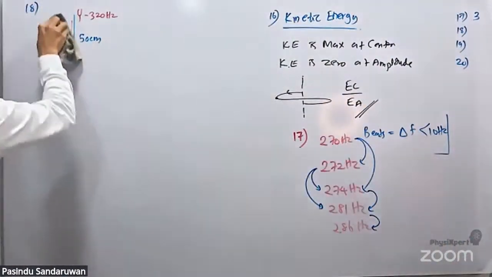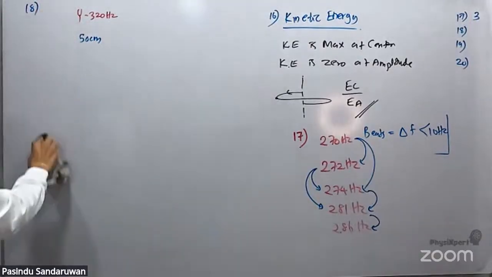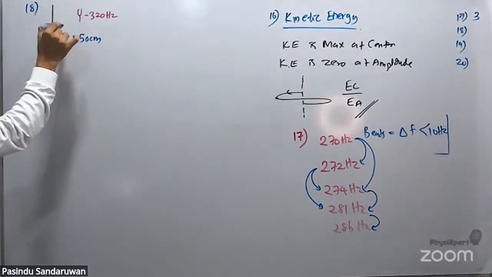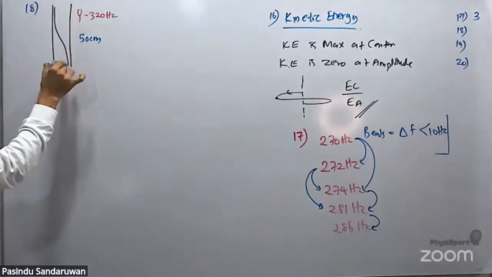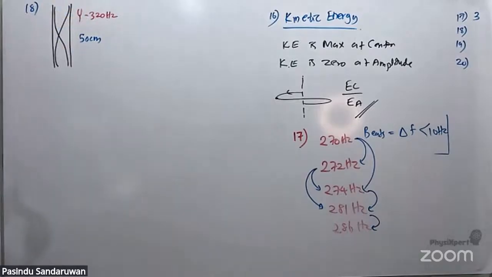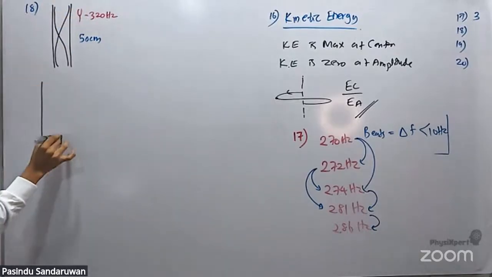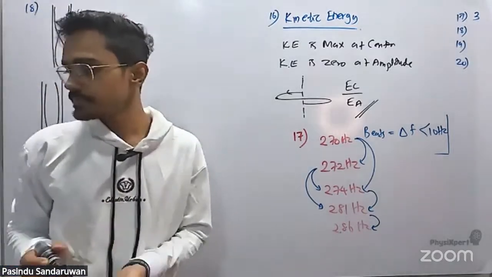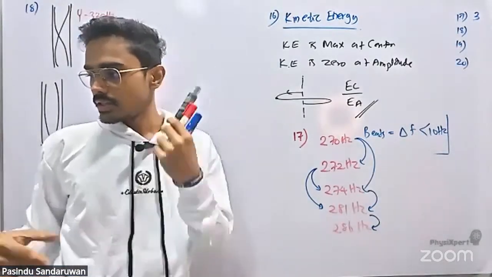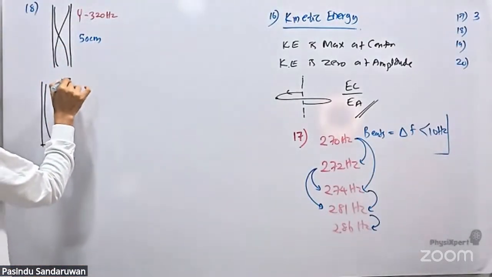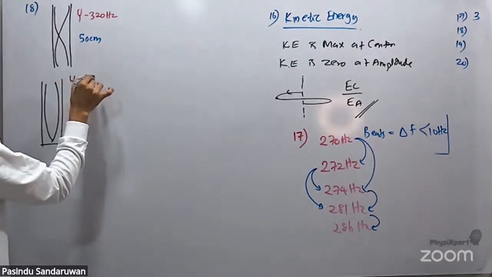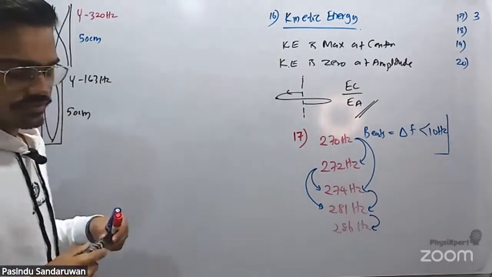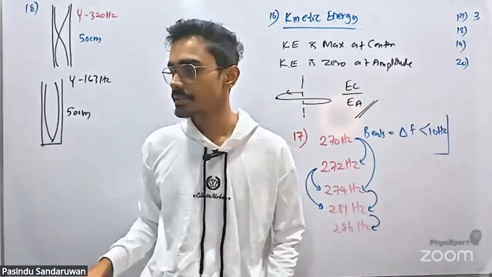Okay, then this is an open pipe. Then the fundamental frequency is like this. And now one end of the pipe is closed. Now the fundamental frequency is this, and it is 163 Hertz now. Still, this is 50 centimeters long.